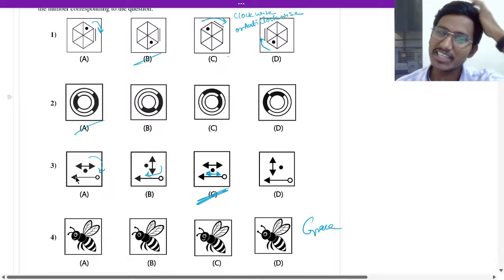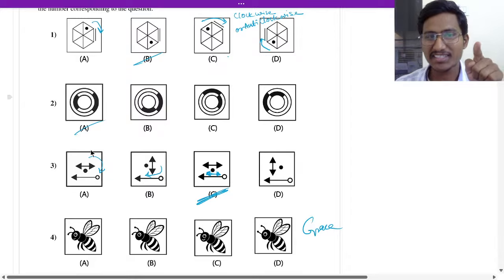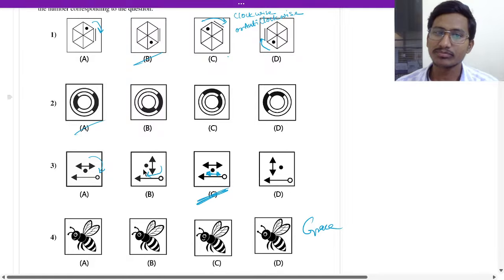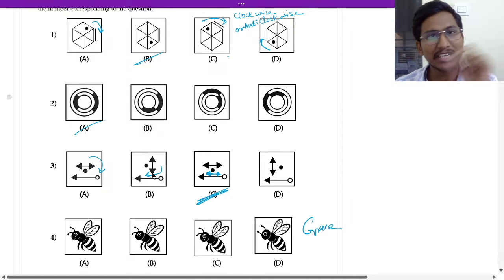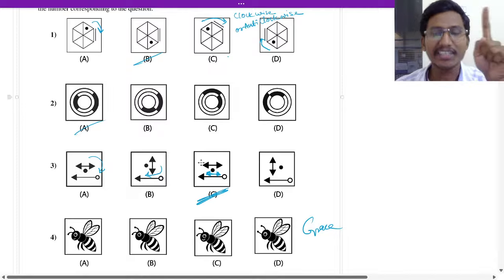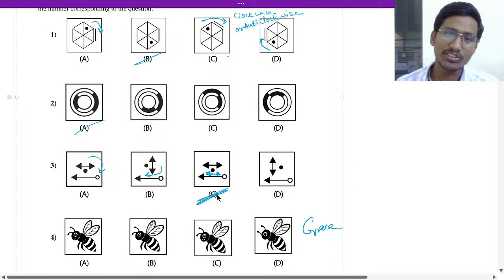For the third one, what is happening? This is rotating clockwise. This arrow rotated 90 degrees to this side, so it came here. Now if you rotate it again, it should come below the dot. The dot was here, but it moved a little bit up. So the arrow should come below the dot, but it has not come. So that is why C is the answer. If you rotate it again, it comes to the left side. So option C is the answer for the third one.